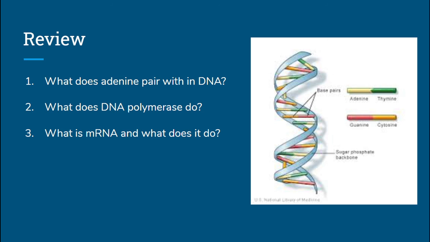Okay, so what does adenine pair with in DNA? So remember, adenine is going to pair with thymine, and then guanine pairs with cytosine. What does DNA polymerase do? So DNA polymerase goes in after the DNA helicase, and it's going to add the new nucleotides during DNA replication.